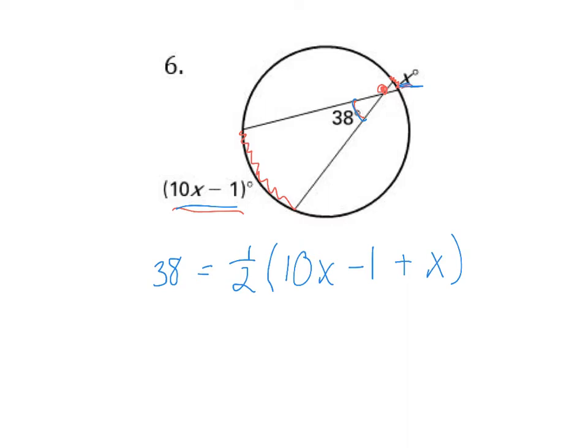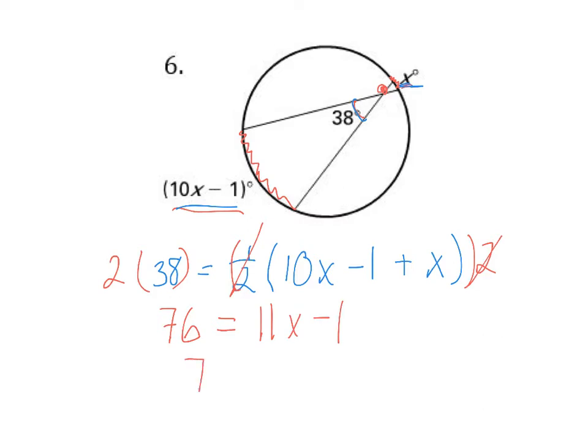So first thing I want to do is get rid of this half, same way we did before, multiply both sides by 2. Remember, these two are going to cancel out now. I end up with 76 equals 11x minus 1. Then you have 77 equals 11x, and it looks like x equals 7.